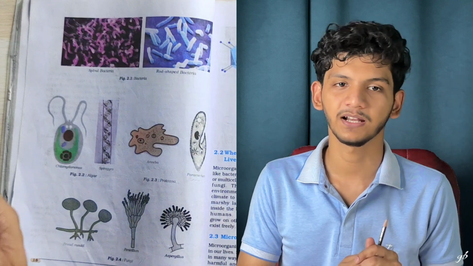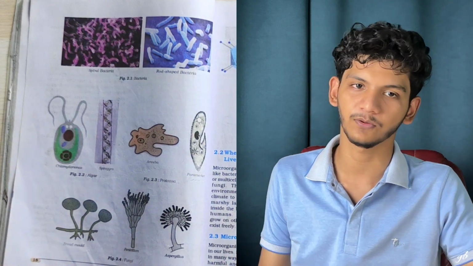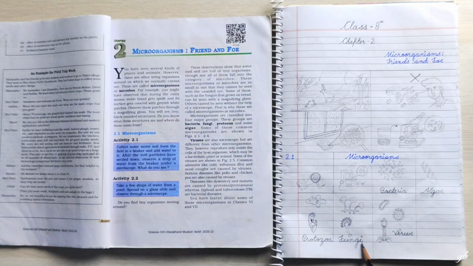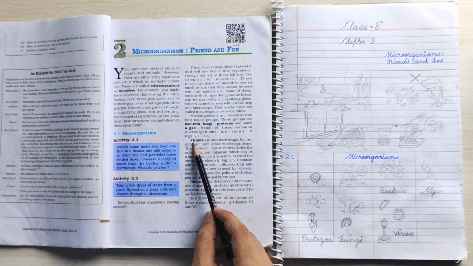How will you draw that? Right, so in that case you can take help from the book, from Google, as I've told you. With the help of that I have drawn them. You can see the bacteria is here, algae is here, protozoa and fungi are here, right?